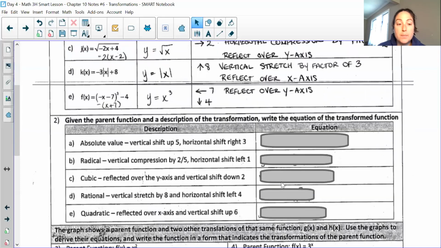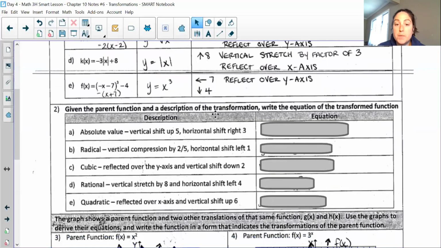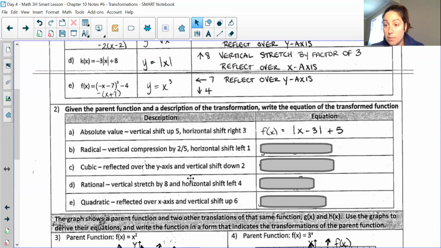All right, example 2. Given the parent function and a description of the transformation, write the equation of the transformed function. So absolute value is our parent function, vertical shift up 5, so our D value is 5, horizontal shift right 3, so our C value is 3. So we end up getting f of x equals the absolute value of x minus 3 plus 5, because again, it's always x minus c, so the opposite of c. And remember, B and C always part of the input, A and D not. So since absolute value of x, my c value is within the absolute values, and my d value is not.